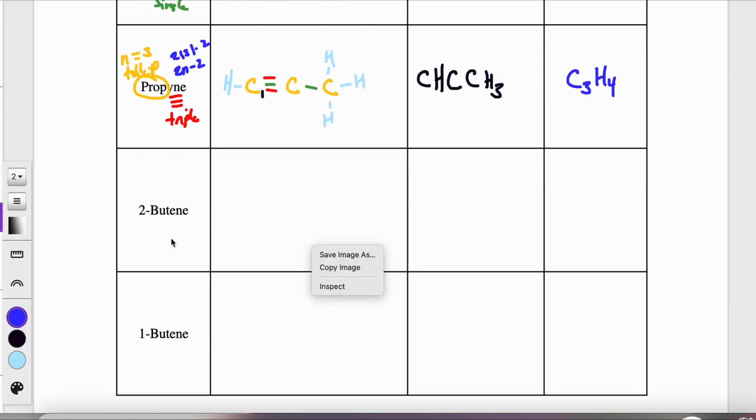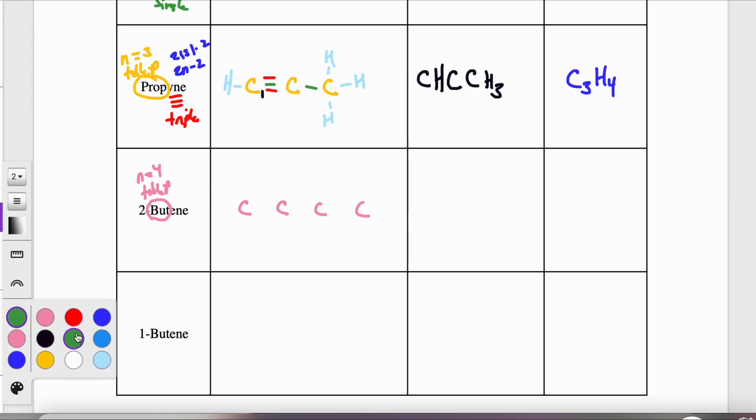Next example is butene. So take a look here. Okay, so I see my prefix, something from table P, is but. So that's my table P information, and that means N equals 4. So I am going to draw my 4 carbons. Next step, all the carbons are linked together with at least single bonds. So I put those in to show that they are part of the same structure.